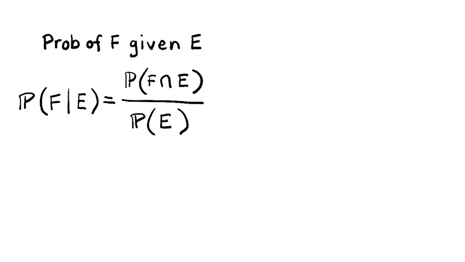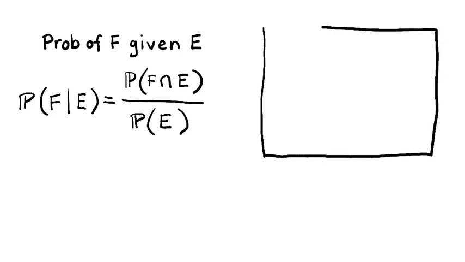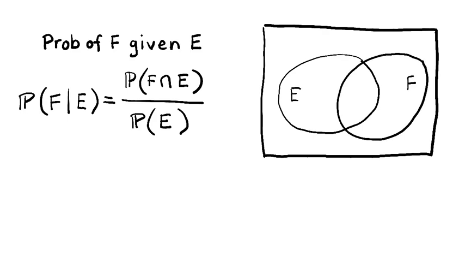Let's diagram that out. Here's the sample space omega for the experiment represented as a rectangle. Here's the event E, and here's the event F. And here's their intersection. It contains all outcomes that are part of both events. Since we're given that E has occurred, we can shrink the sample space by discarding all outcomes not found in E. Once we do that, our picture looks like this.